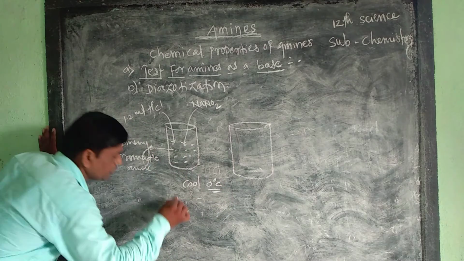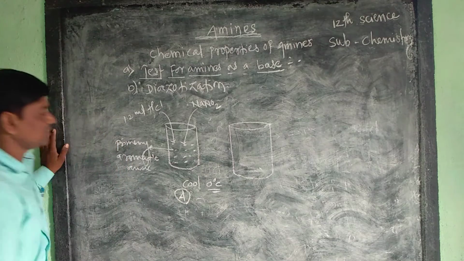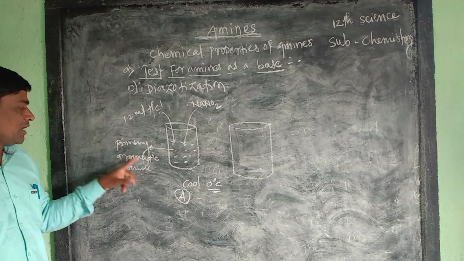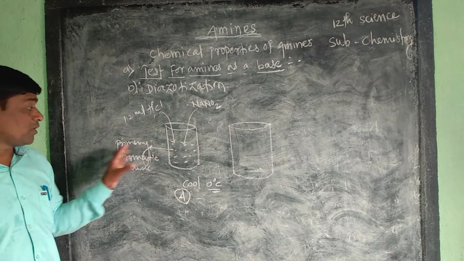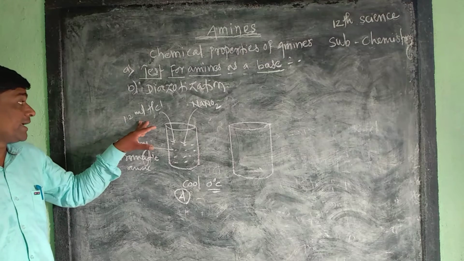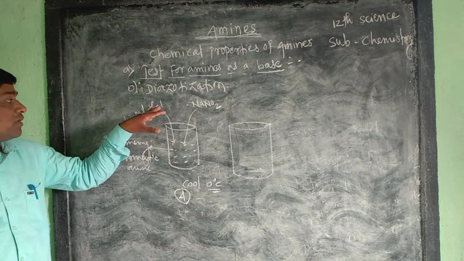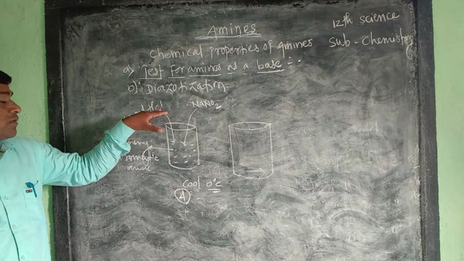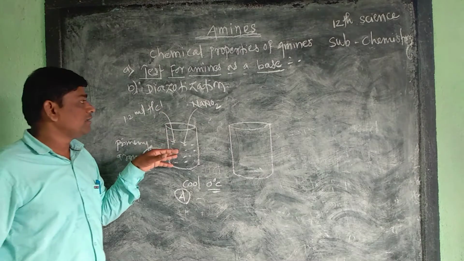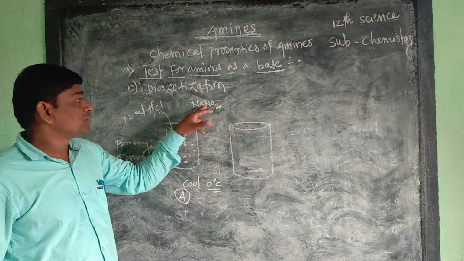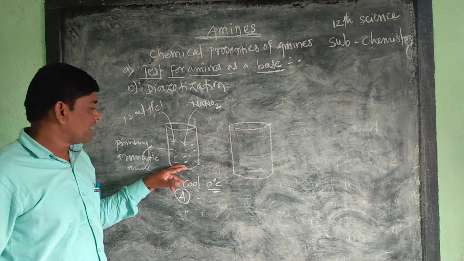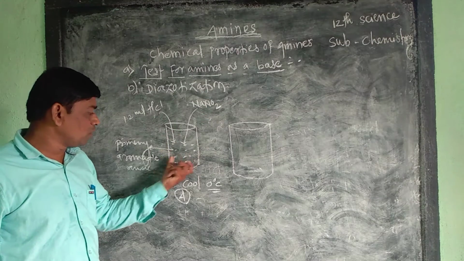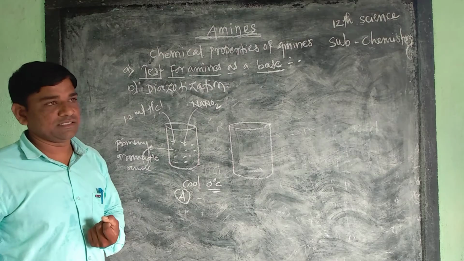In test tube A, the solution contains a sample of primary aromatic amine. We have to add in 1 to 2 ml of strong HCl. Then we have to again add in sodium nitrite, and then the solution will be cooled at 0 degrees Celsius.